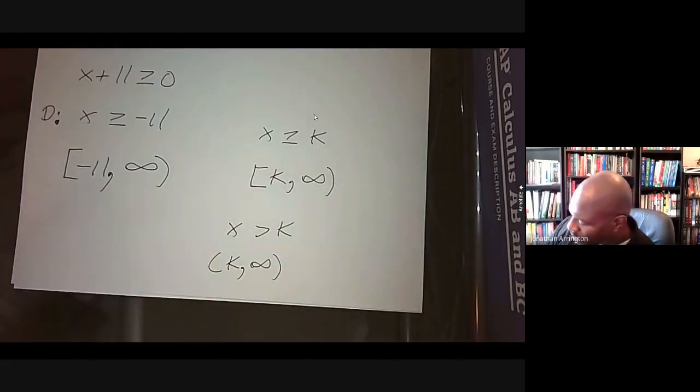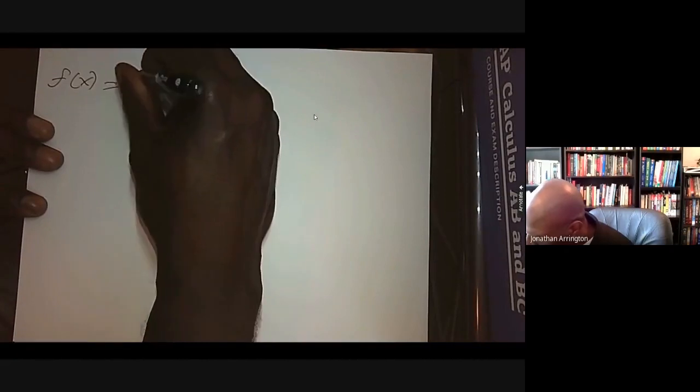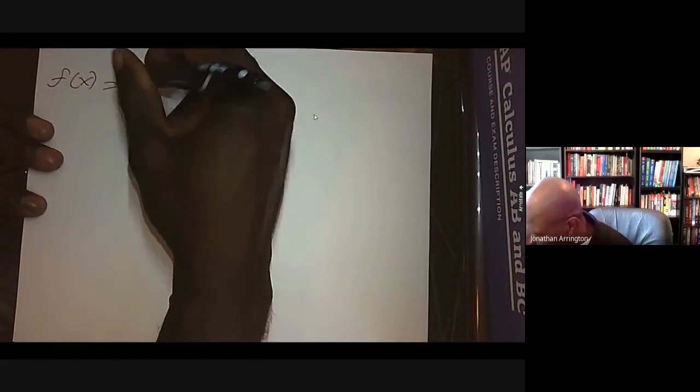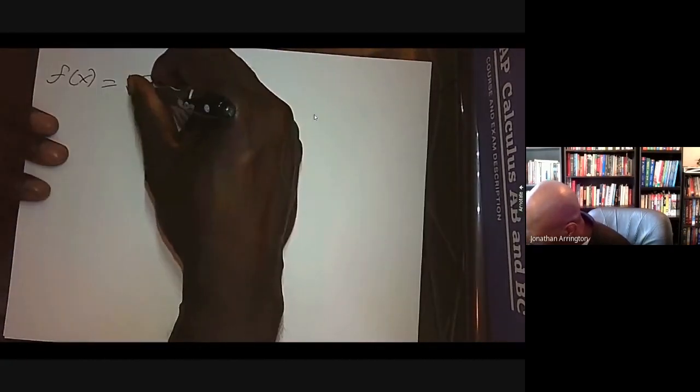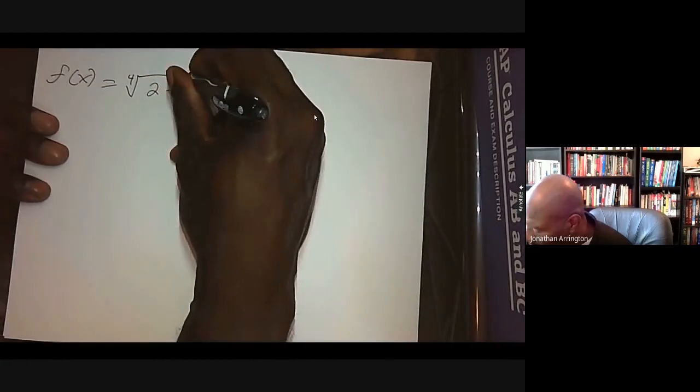So let me look at another example dealing with a radical. So let's say f of x is the fourth root of 2 minus x.